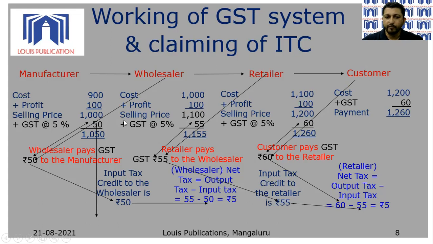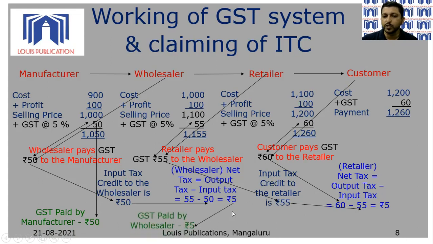Manufacturer has collected 50 rupees. The manufacturer will deposit the entire 50 rupees with the government. So GST paid by the manufacturer is 50 rupees, which the wholesaler has paid, the manufacturer has collected. So manufacturer will deposit 50 rupees with the government. The wholesaler will deposit this net amount of 5 rupees only, because he has already paid 50 there to the manufacturer. He can claim a deduction from 55 rupees, which he has collected from the retailer. So net tax that the wholesaler will have to pay to the government is only rupees 5.